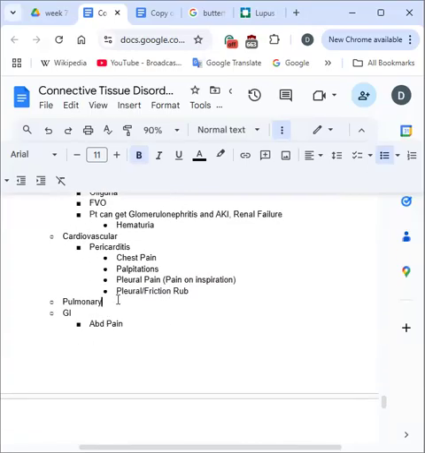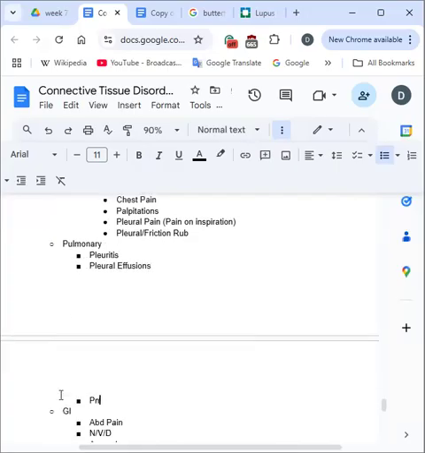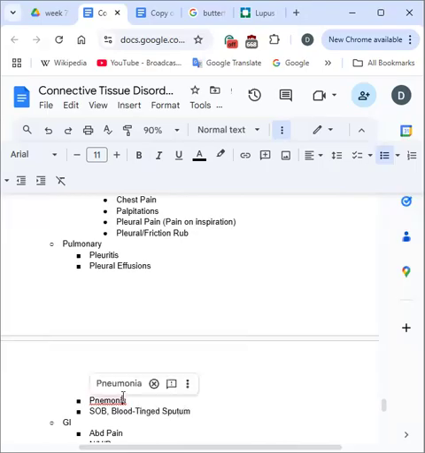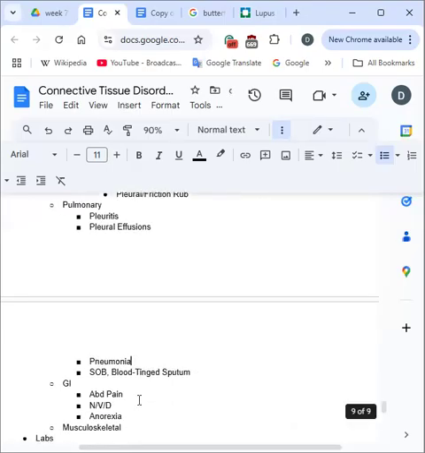Okay, now pulmonary. Again, let's add in an itis: pleuritis. What else might be there? Pleural effusions, perfect. They could have pneumonia, difficulty breathing, blood-tinged sputum. If they have pleural effusions, we'll need to do a thoracentesis to get rid of some of that fluid. They could have crackles in the lungs, diminished lung sounds, low SpO2.